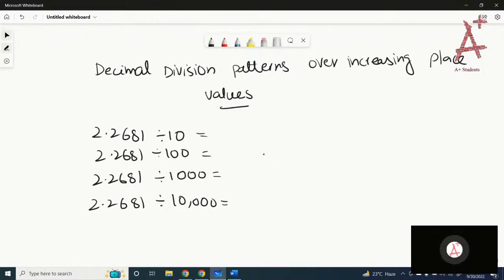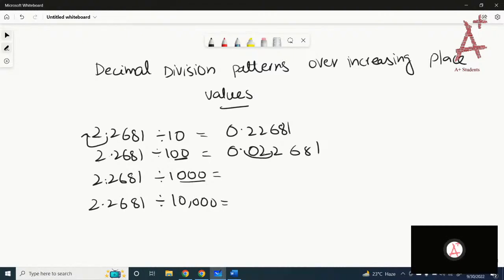So we know that 10 has only one zero. That means we just move the decimal point one place left. So from here to here, it would be then 0.22681. Got it? Now you have to do the same thing with others. So when you divide it by 100, you have to move the decimal point two places left. So you have only one, just add an extra zero. It would be then 0.22681. So you have to move the decimal point from here to here. So it would be then 0.022681. Got it?